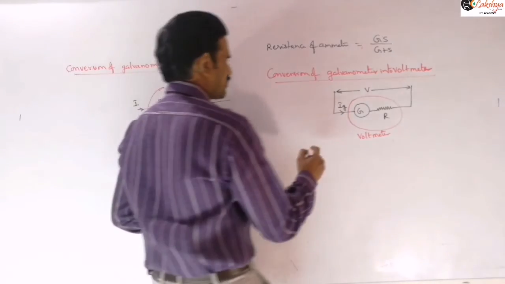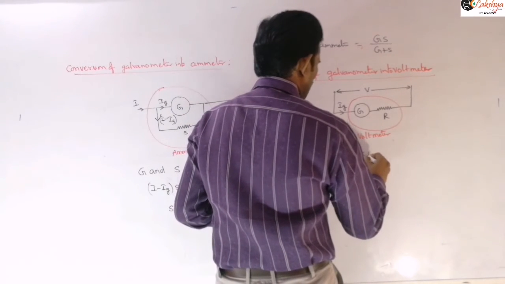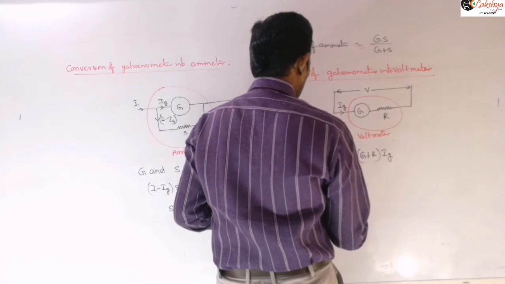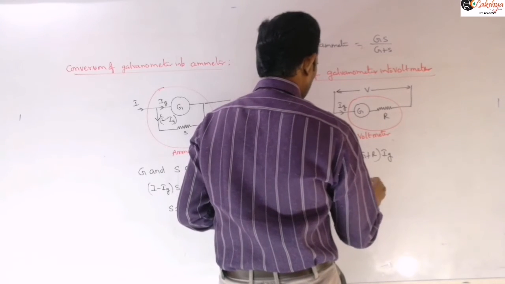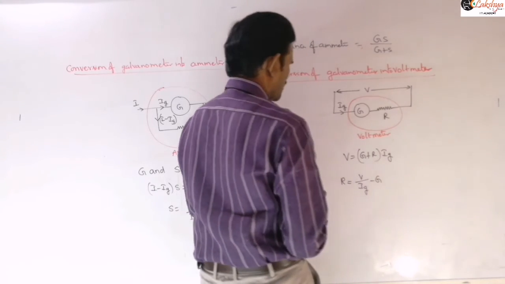So when V is the potential difference to be measured, then we can write V is equal to G plus R into Ig. Therefore, that R value we need to write here: R is equal to V by Ig minus G. So this is the resistance to be connected there.